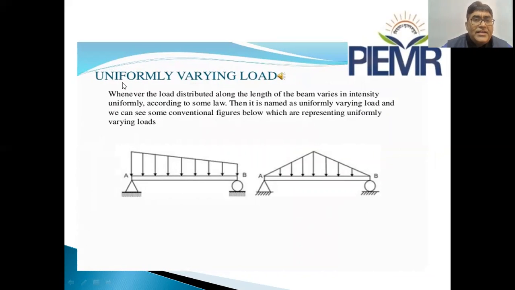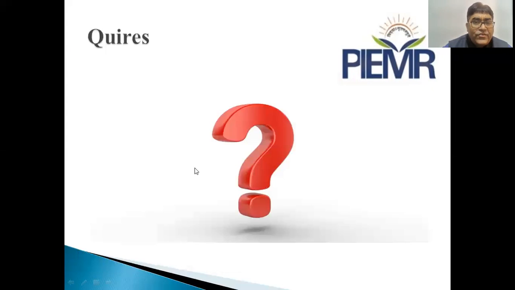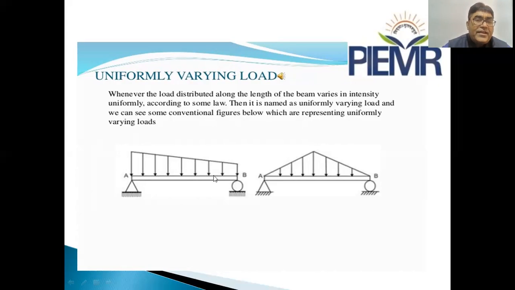Okay, students, the next and final type is the uniformly varying load. Whenever the load distributed along the length of the beam varies in intensity uniformly according to some law, it is named as uniformly varying load, and we can see some conventional figures below which represent uniformly varying load. In the diagram, for example, at point B there is a distributed load of 2 kilonewton per meter, and at the other point there is a distributed load of say 5 kilonewton per meter.